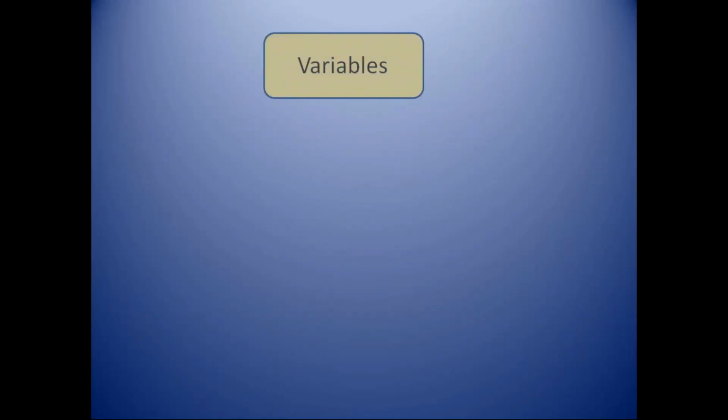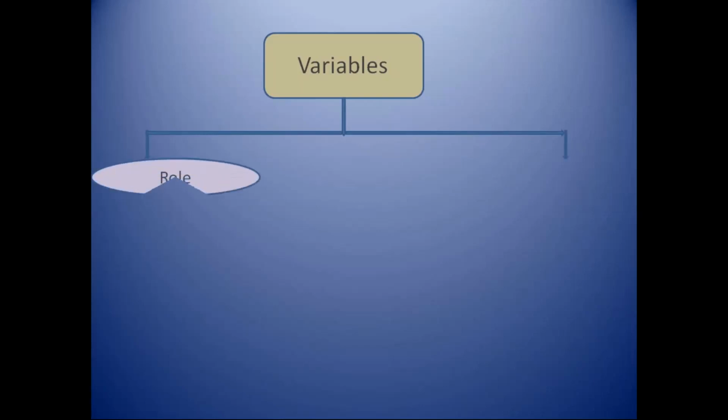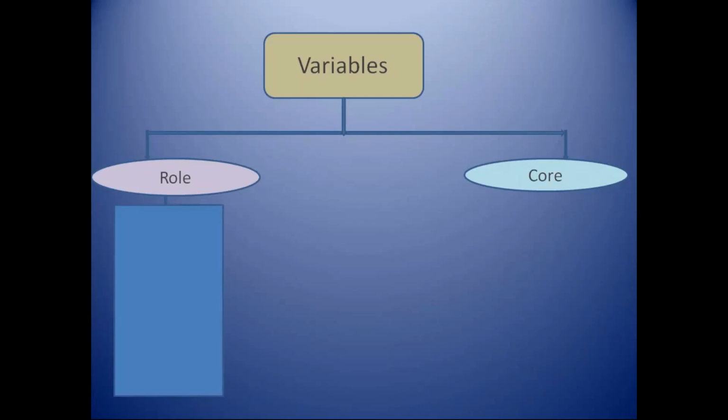Now, what are the variables? Variables we already know from SAS: variables are nothing but columns. But in SDTM, the variables are classified into two types, based on core and based on role. We have two different terms called role and core, and I will explain them now. So what is a role?